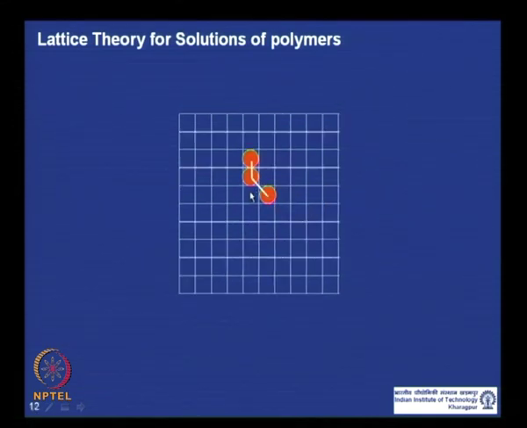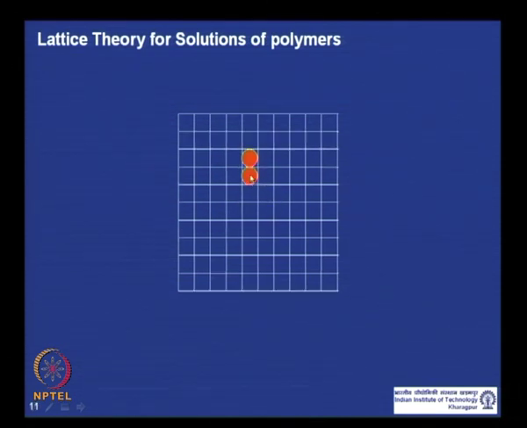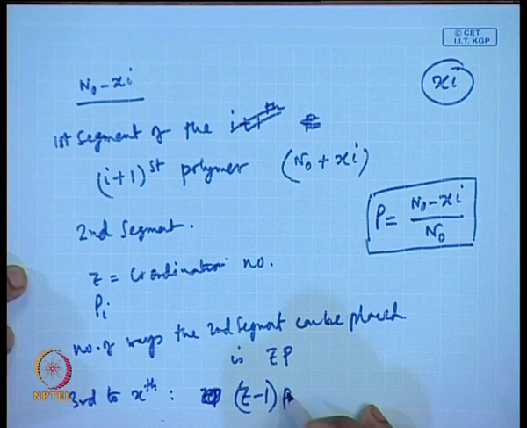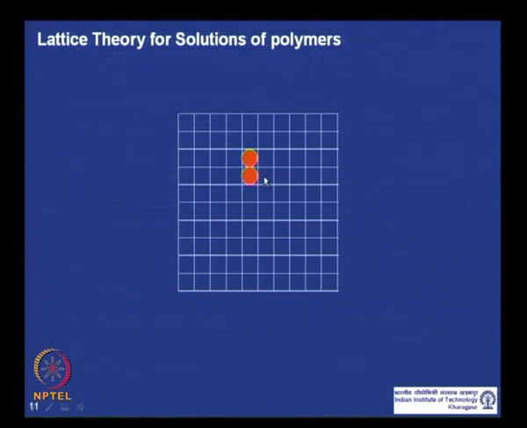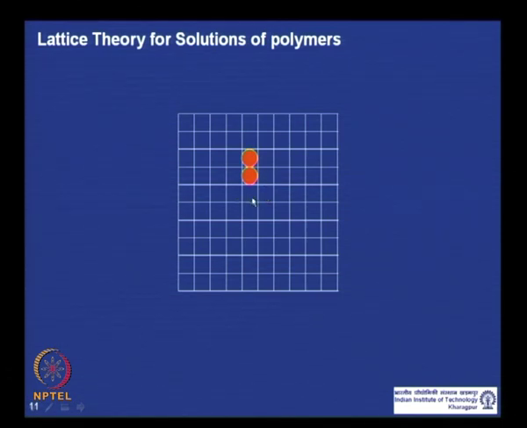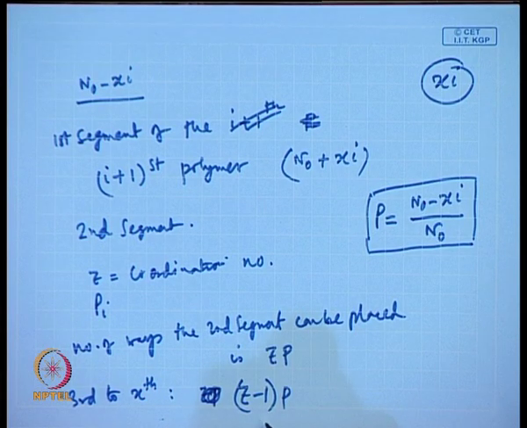What I just missed here is that when you have a first segment, it can be placed in any of this Z coordination number. But for the third one, one of the Z is already blocked. So, from the third to the last it will be Z minus 1, because one of the neighbors is already blocked. If I place the third here, I can place here, here, here, but one of these is already blocked, so I cannot place there. So, it has to be Z minus 1, and for the fourth one again Z minus 1. So that is what you have to remember: (Z minus 1)P.